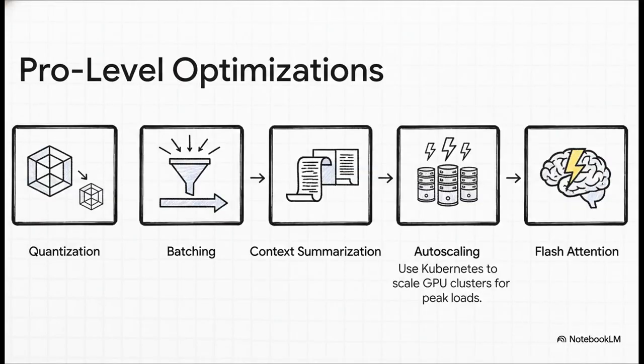And for those of you who are ready to level up, here are some pro-level optimizations. We already covered quantization, that's a huge one. Then there's batching, which is where you group incoming requests together to get higher throughput from your GPU. Things like context summarization and flash attention are super clever techniques to handle long conversations more efficiently. And for serious production workloads, you should definitely look into auto-scaling with Kubernetes. That lets you scale your GPU power up or down to handle traffic spikes without paying for hardware you're not using.